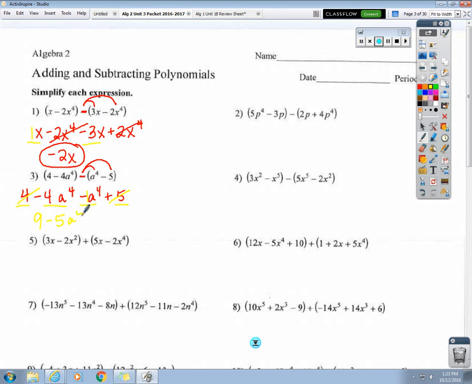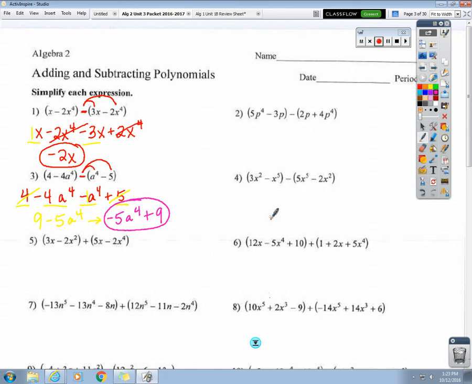Now, I don't want you leaving the final answer like that because it's not in standard form. Standard form means that the exponents need to go from the greatest to the smallest. So in this scenario, you only have one exponent, so it's obviously the biggest. It's the only one. So it would go first, and then that positive 9 would go last. Now the answer's in standard form, so that's your final answer. With the number 1, we didn't have to worry about standard form because there was only one term, so you wouldn't be rearranging anything when there's only one term.